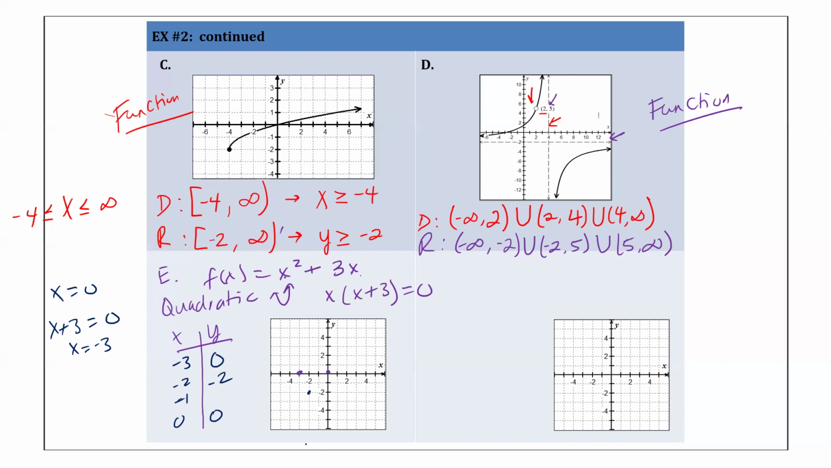All you're doing is substituting. And then negative 1 squared is 1. 3 times negative 1 is negative 3. And 1 minus 3 is negative 2. So your graph is doing something like so.